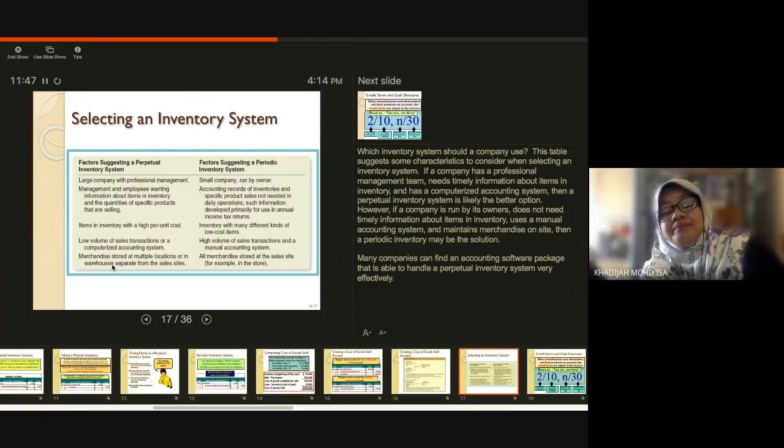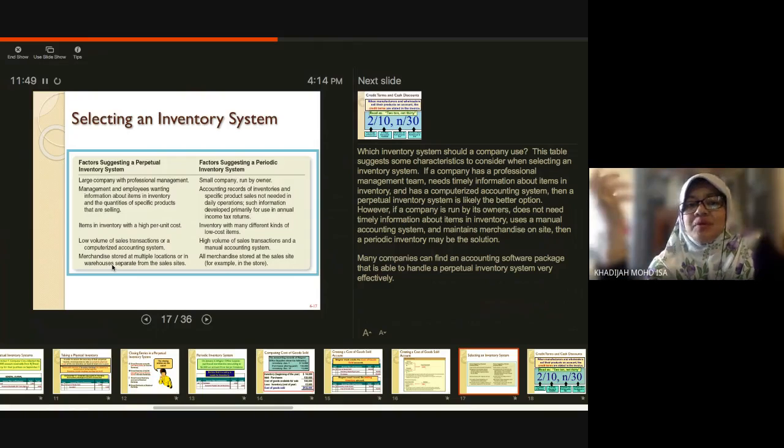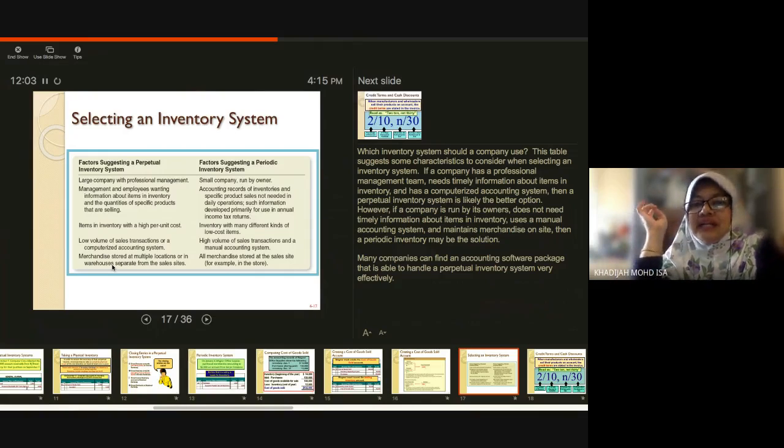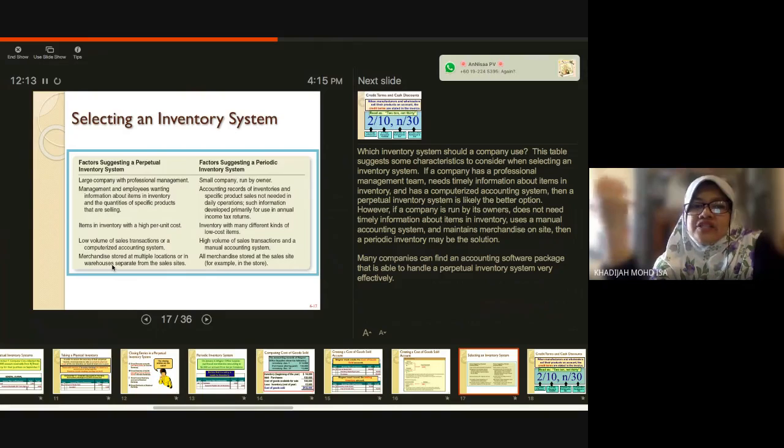Coming to the periodic inventory system, this one is more relevant for a small company. A small company run by the owner. They only use a manual system. They only record inventory, and specific product sales are not needed in daily operation. So they don't want to know at any point of time how much their inventory is. They don't need that information. Inventory with many different kinds of low cost items.